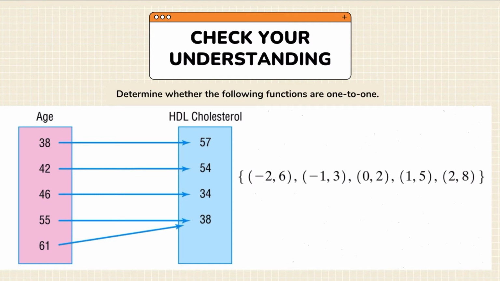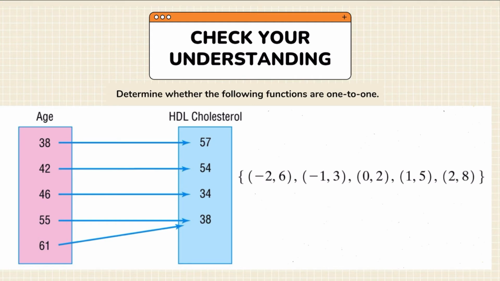Let's check our understanding. Determine whether the following functions are one-to-one. For the first figure, the domain represents the ages of five males, and the range represents their HDL, which is good cholesterol, scores. The function is not one-to-one because there are two different inputs, 55 and 61, that correspond to the same output, which is 38.